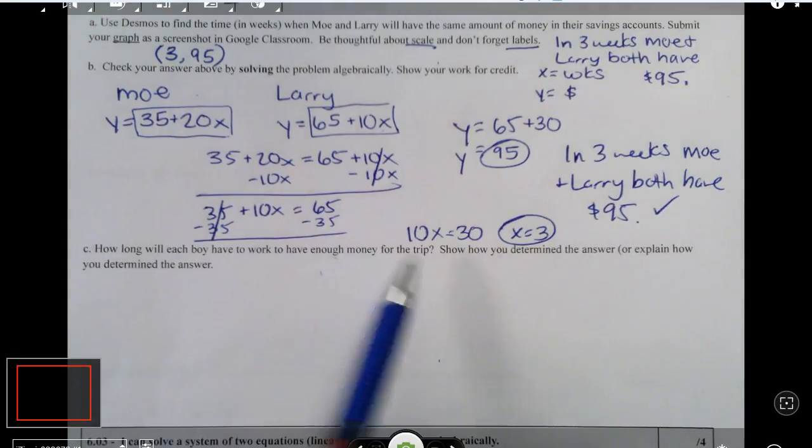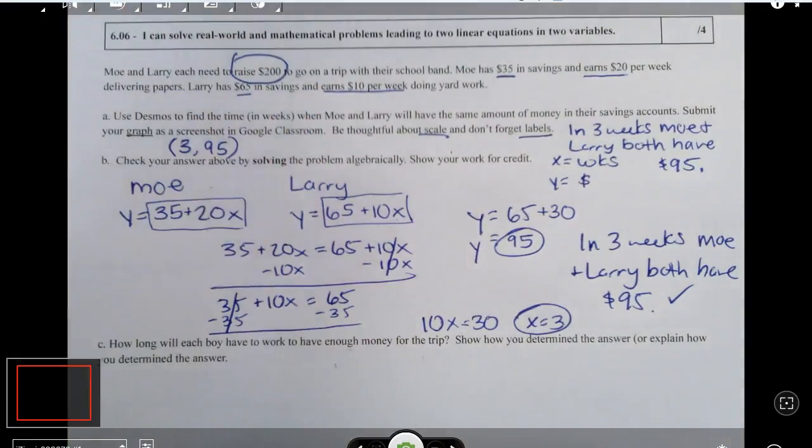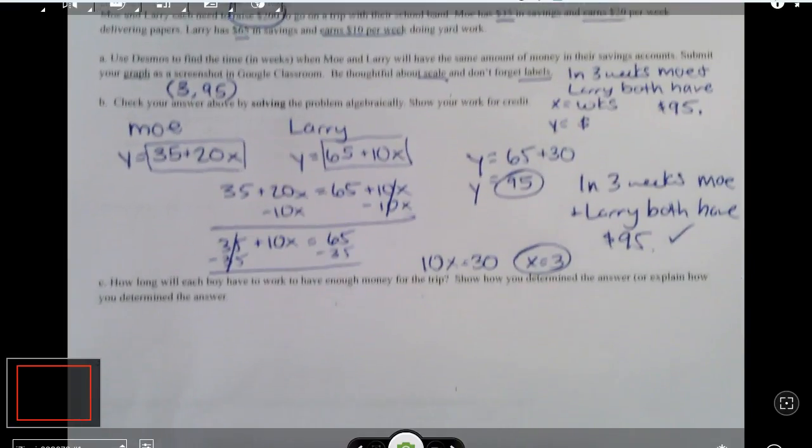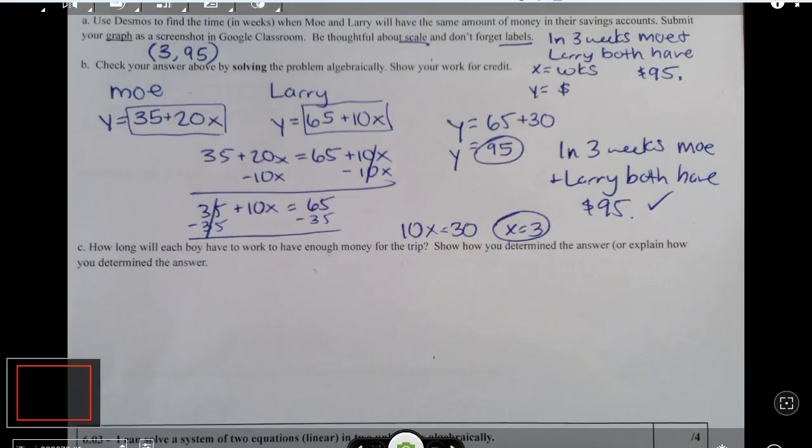Part C, how long will each boy have to work to have enough money for the trip? Well, if we go back up to the original problem, we need to raise $200 to go on the trip. There are 3 ways I can think of doing this problem. One way that would take forever is you make a table until you see that they both have $200 or more. Or you could look at the graphs back in Desmos and find when they both have $200. Or you could solve by using an equation. I'm going to use algebra.